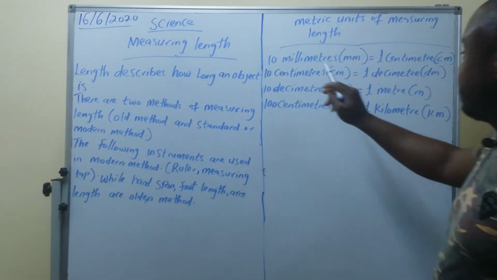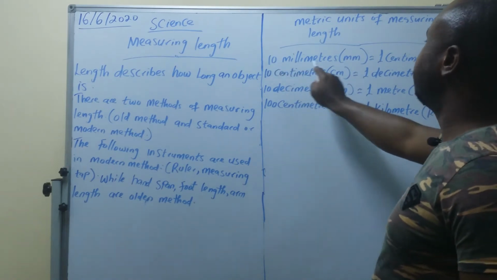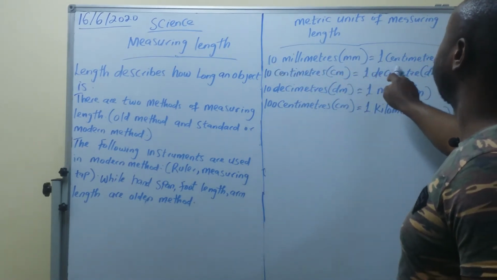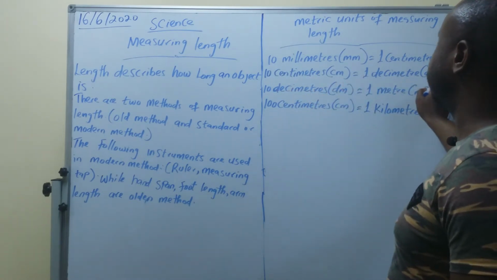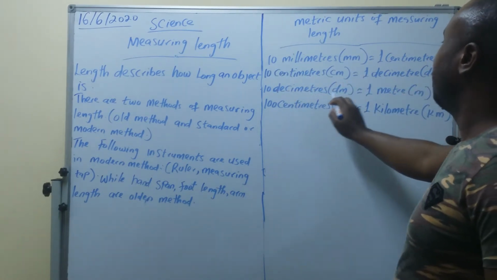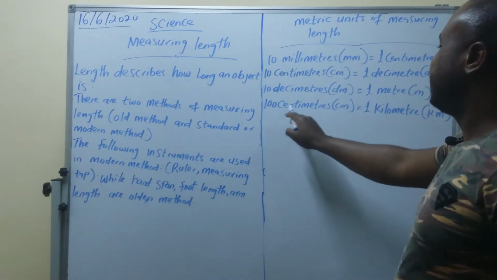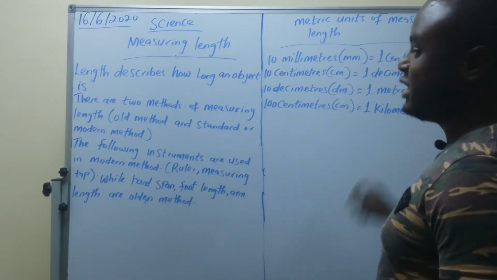Now, the metric units of measuring length. I've taught you this in the class. 10 millimeters make 1 centimeter. 10 centimeters make 1 decimeter. 10 decimeters make 1 meter. 100 centimeters make 1 kilometer.